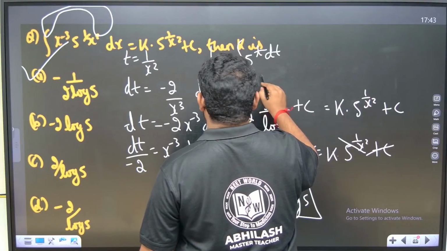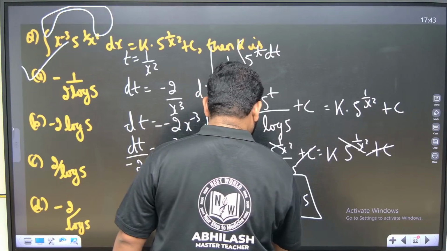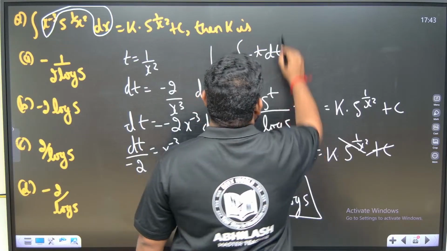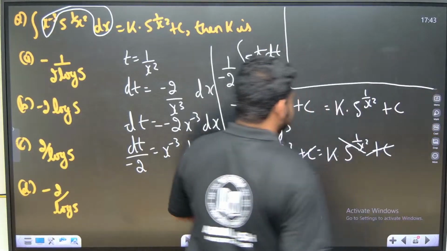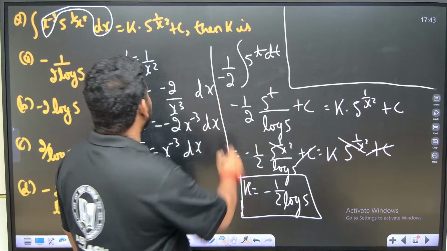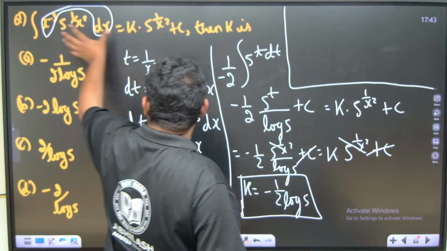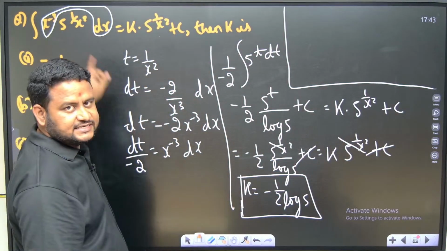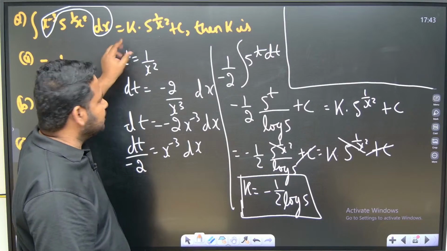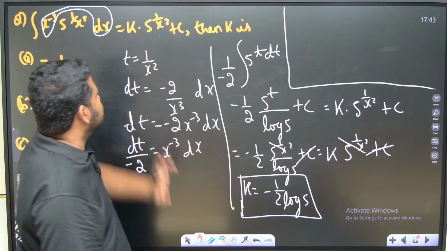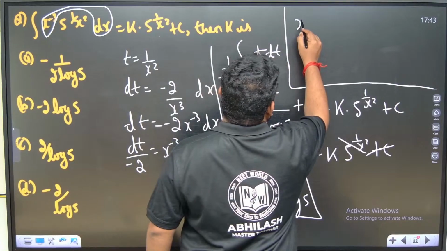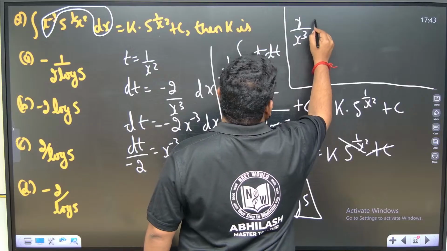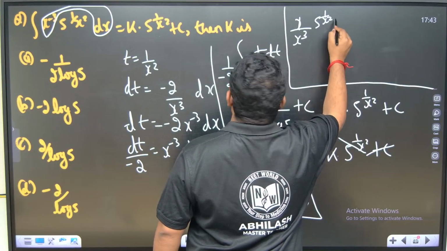See here, if I use another method, a very simple method, that is method 2. If I write it as it is and differentiate this, I should get this one, because the integral of f of x dx will give me capital F of x plus c. So this I can write as x to the power of minus 3, that is 1 by x cube, into 5 to the power of 1 by x square.